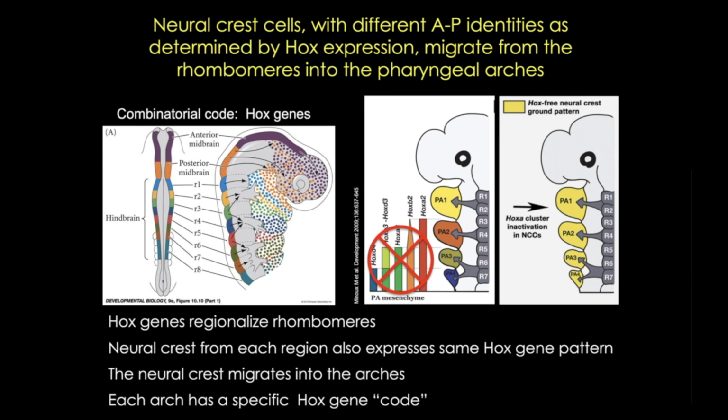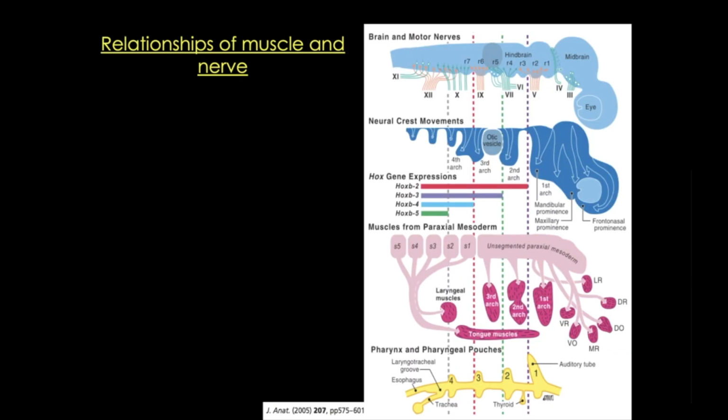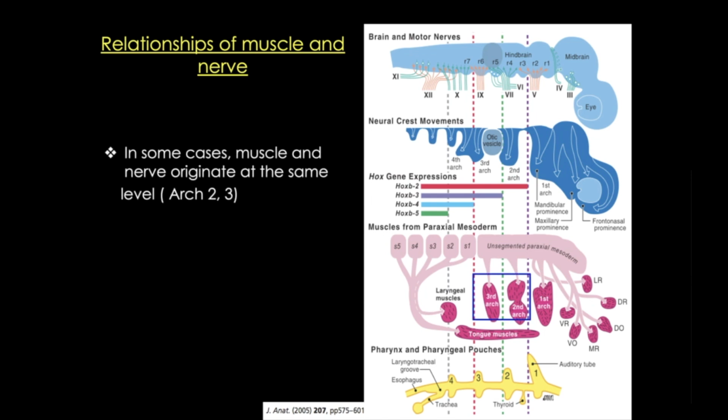Now, I'd like to just touch on the relationships of the muscles and nerves of the pharyngeal arches. So this is a fairly complicated figure, but it really shows the mostly straightforward relationships between the neural crest migrations, the nerves, the muscles, and pouches of the pharyngeal arches. And this actually helps us think about congenital abnormalities. Many times, the muscles and nerves originate at the same level, such as we see here with arches 2 and 3. But sometimes the relationship can be more complicated.